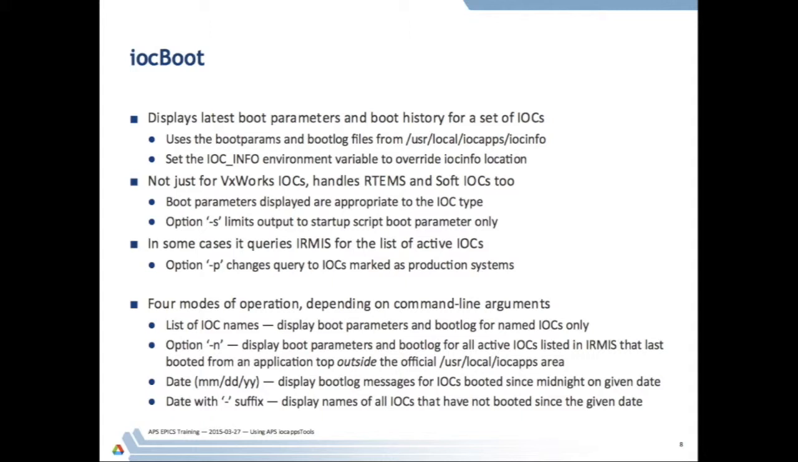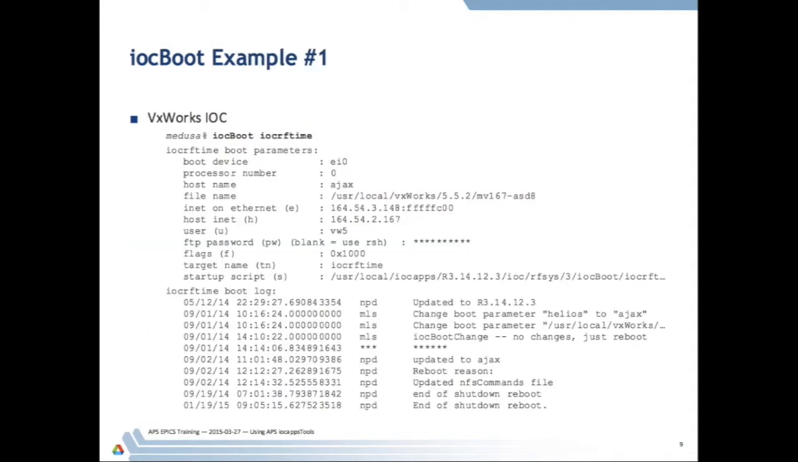You can also add a minus sign after the date, in which case it displays the names, but not the boot log information, of all the IOCs that have not been booted since that particular date. So that's how you can find out which IOCs we have not rebooted at the end of this shutdown yet. You can say everything should have been rebooted in this period, show me all the ones that didn't. So I have some examples now, and let's make those a little bit clearer.